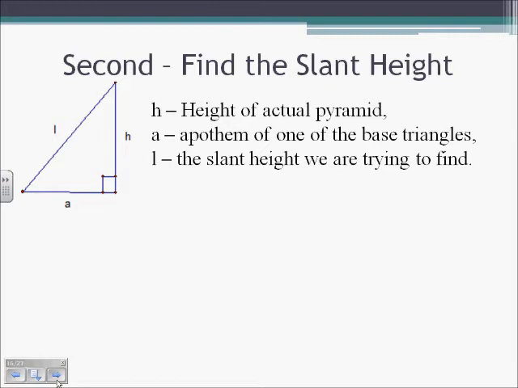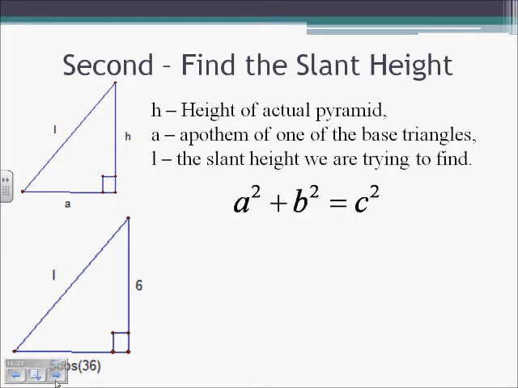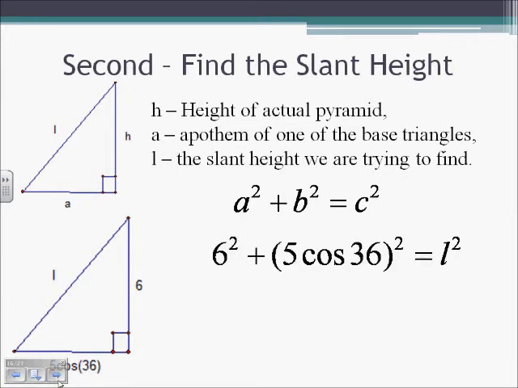The apothem is going, again, to the center of the side of one of those bases, and then our slant height is from where the apothem meets, or the midpoint of one of our sides, to the actual point of our pyramid. We know that our apothem was 5 cosine of 36, and the real height was 6 from the directions. So then we know 6 squared plus 5 cosine of 36 squared is going to equal our slant height squared.